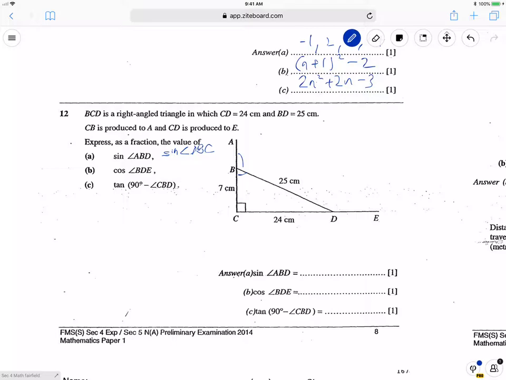So what is sine DBC? Sine is opposite over hypotenuse, right? So it's 7 over 25. Okay, that's the first one. Can you try the second and the third? See what you get.